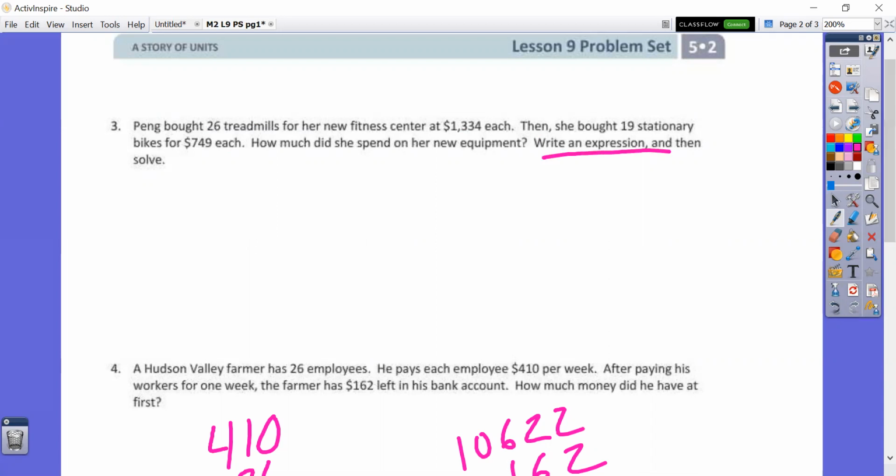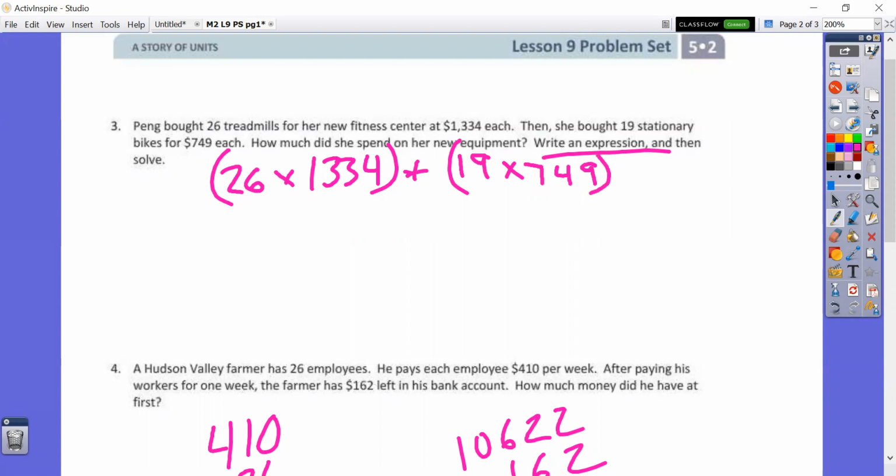Ooh, so it wants us to write an expression first. So how do we visualize the math steps that we're going to do? Well, one, we're going to have to solve for the treadmill. So we're going to do 26 times 1,334. But then we're going to add that to the 19 stationary bikes that she bought for $749. So that's our expression. We're going to do treadmills plus our bikes.